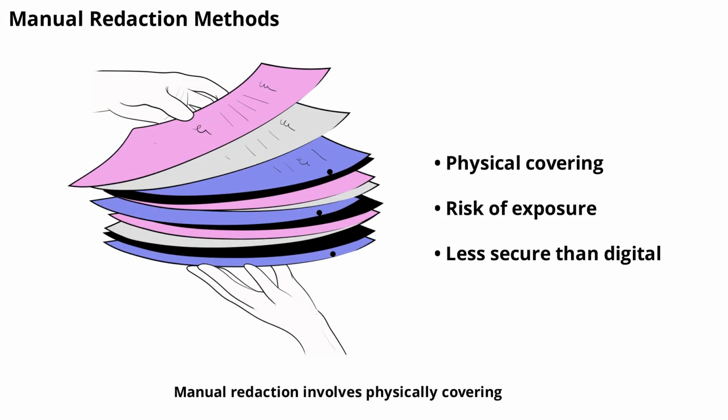Manual redaction involves physically covering sensitive information on paper documents. This is often done with black markers, tape, or by cutting out sections. While this method is straightforward, it can be risky if the original document is copied or scanned, as the hidden text might still be visible under certain conditions. That's why digital redaction has become more popular in recent years.